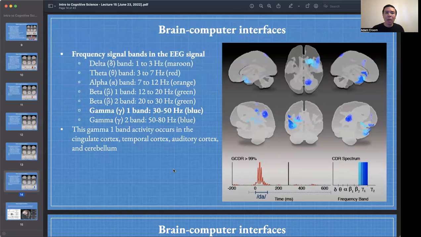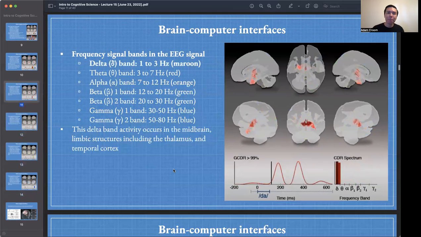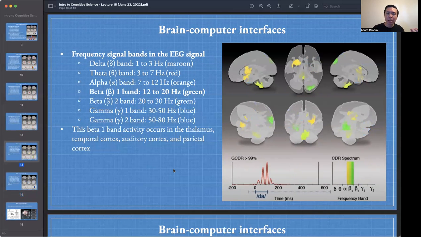All right, so again, we have different frequency bands. The delta band occurs from 1 to 3 hertz. The theta band occurs from 3 to 7 hertz. The alpha band occurs from 7 to 12 hertz. The beta 1 band occurs from 12 to 20 hertz. The beta 2 band occurs from 20 to 30 hertz. The gamma 1 band occurs from 30 to 50 hertz, and the gamma 2 band occurs from 50 to 80 hertz. And this processing occurs in different areas of the brain.